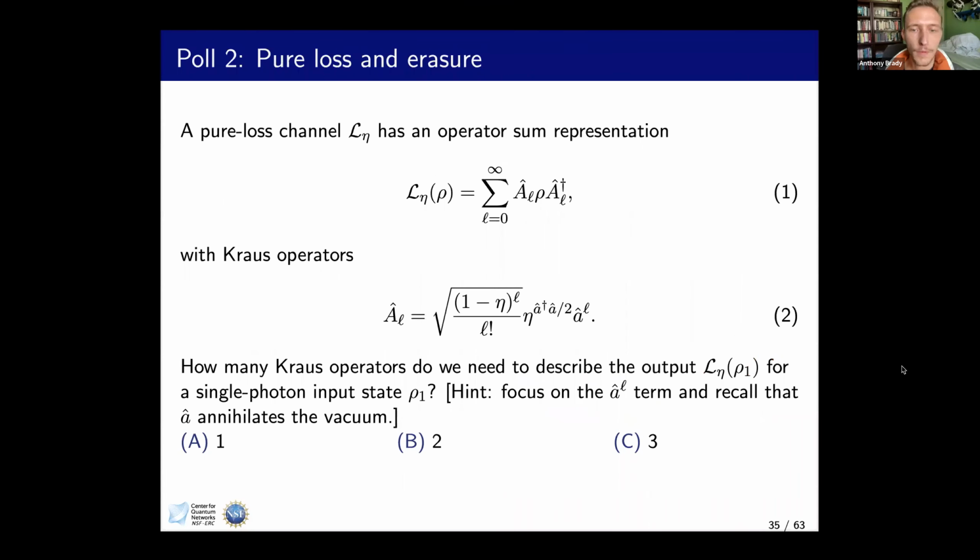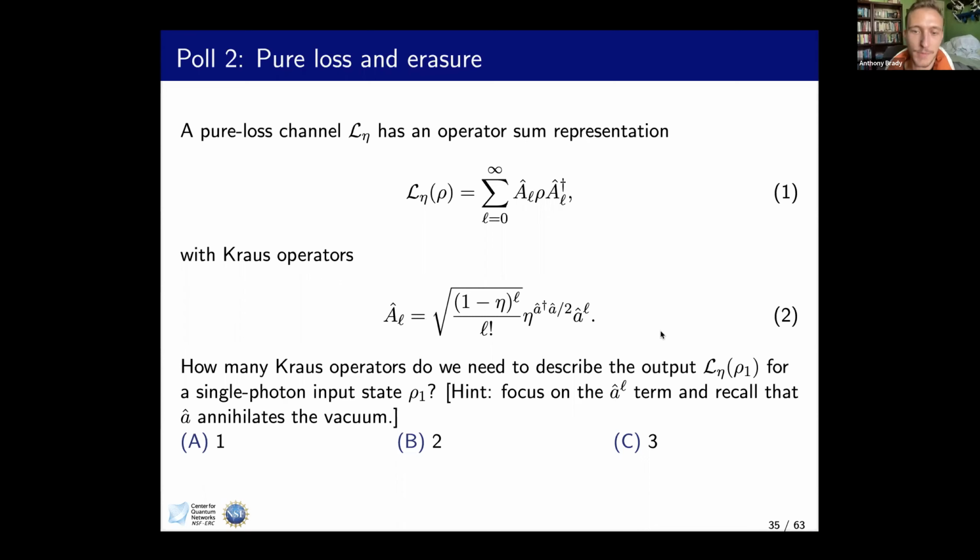Just as we described quite generically the Kraus operators, a Kraus representation for a quantum channel, sometimes called an operator sum representation, you can provide a Kraus representation for a pure loss channel, and it looks something like this. Don't worry about where this form came from. Equation 1 is a general Kraus representation, and equation 2 is the specific case of pure loss. And here's a pretty simple question, well, you have to think about it a little bit.